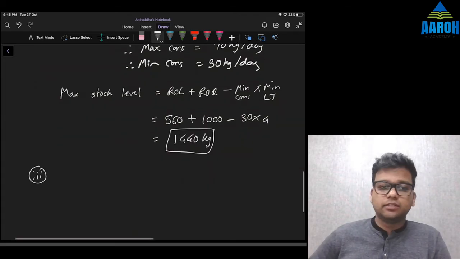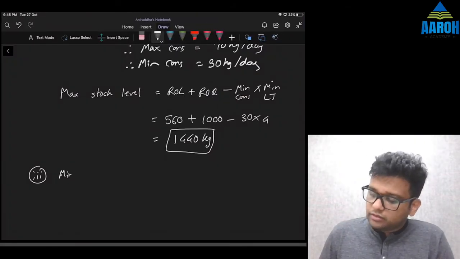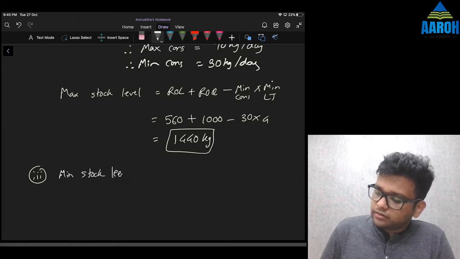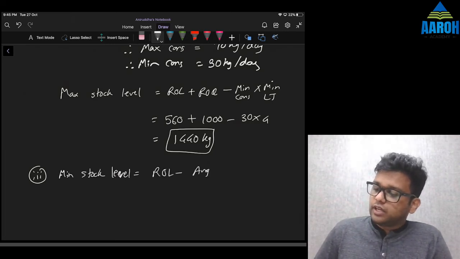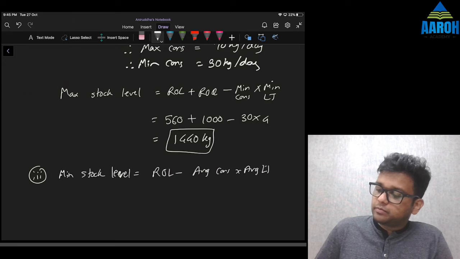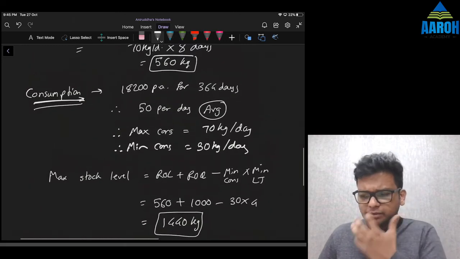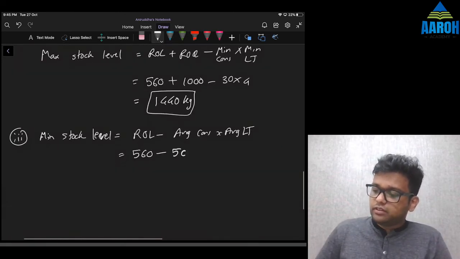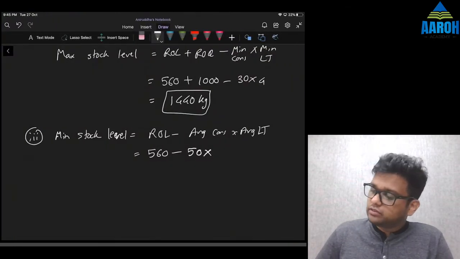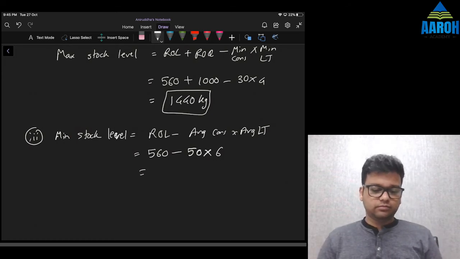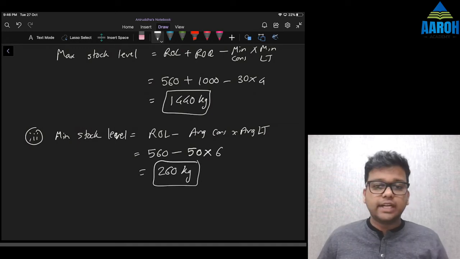Third point that they have asked is minimum stock level. Minimum stock level, we can directly use the formula. Minimum stock level is just rearrangement of second ROL formula, which is ROL minus average consumption into average lead time. So ROL is 560 minus average consumption we just got 50 into average lead time means what? Average of 4 and 8, which is 6. 8 plus 4 by 2. So that gives us how much? 260. That is minimum stock level.